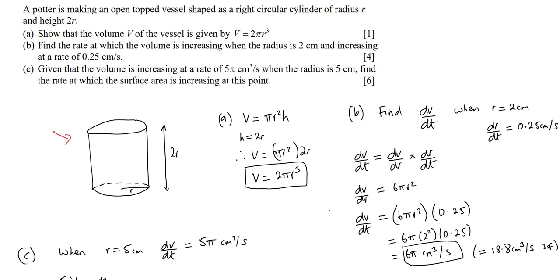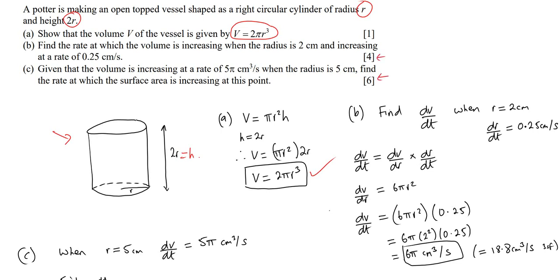It's got a radius of r, and a height of 2r. Now it says first part is show that the volume of the vessel is given by this expression. Well, you should know that the volume of a cylinder is pi r squared h, but h is 2r, so you multiply that together and we've found the volume. Now the second part, there's only 1 mark. The second part we've got 4 marks and we've got 6 marks here.